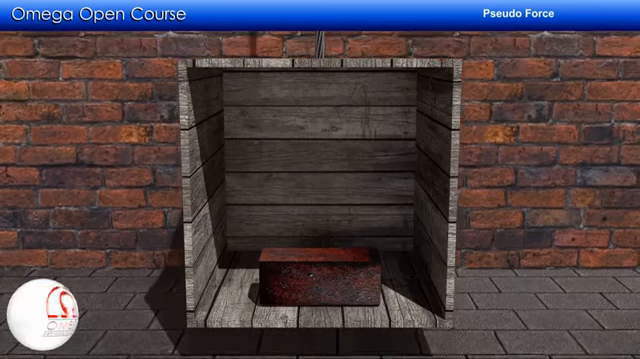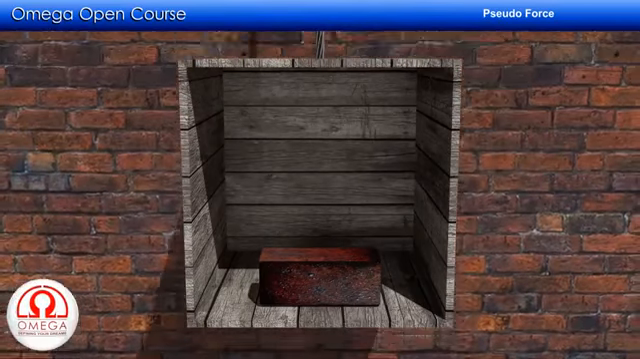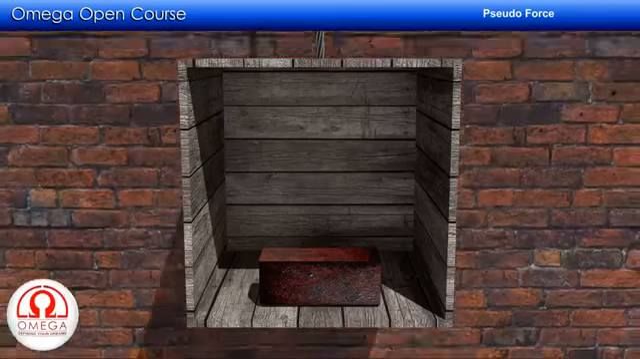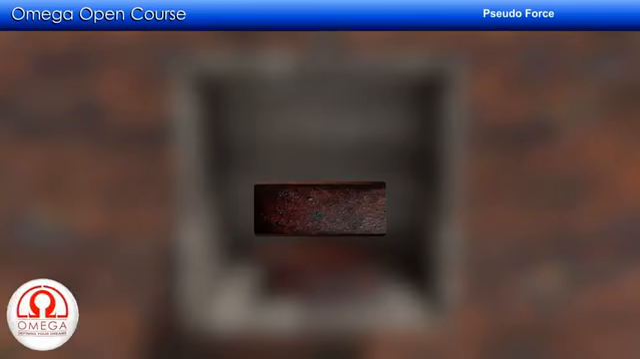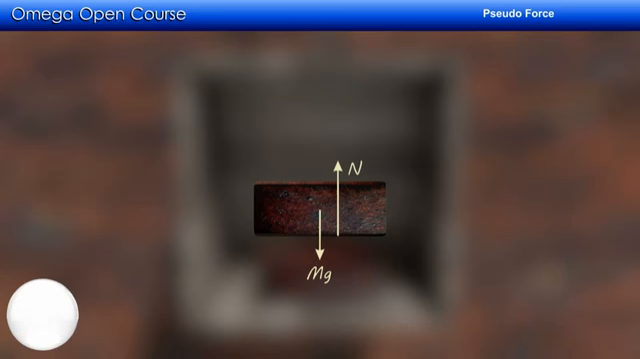Now let us look at the block with respect to the box. As you can see, in this case, the block appears to be at rest. Now let us draw the free body diagram of the block in this frame. Gravitational force of mg acts in the downward direction and normal contact force in the upward direction. In our frame, the block is at rest, but since our frame is accelerating, there must act a pseudo force. Since the acceleration of the frame is in the upward direction, the direction of pseudo force must be downward. Also, as the magnitude of acceleration of the frame is a and the mass of the block is m, the magnitude of pseudo force is ma.